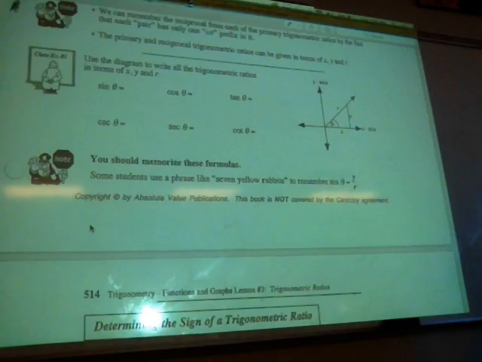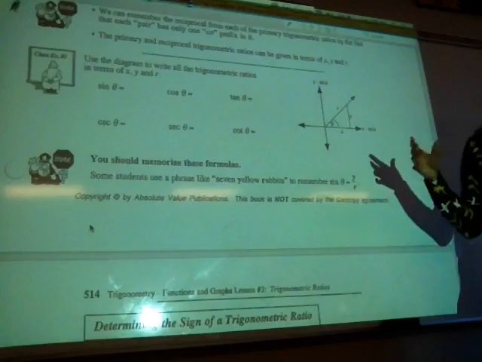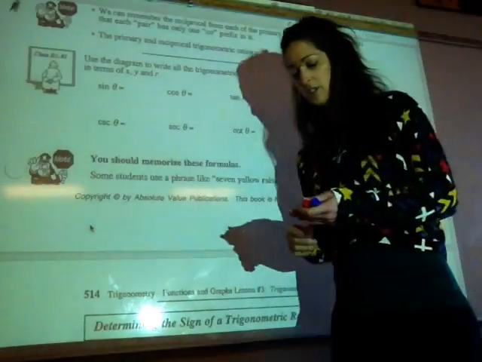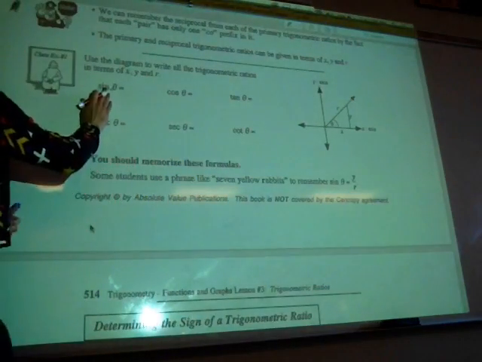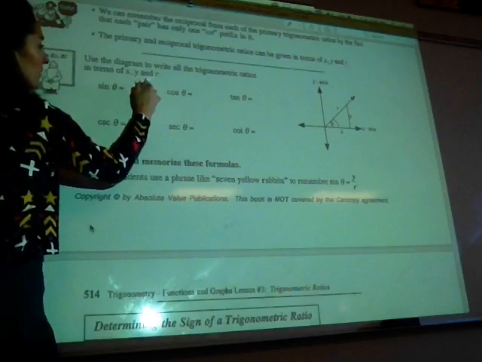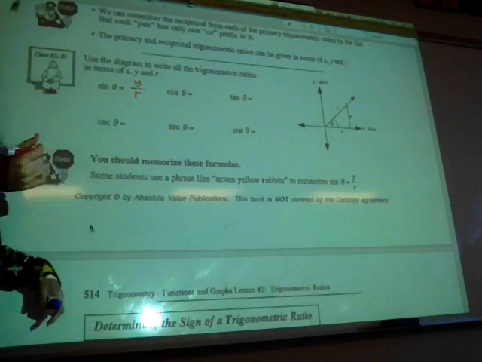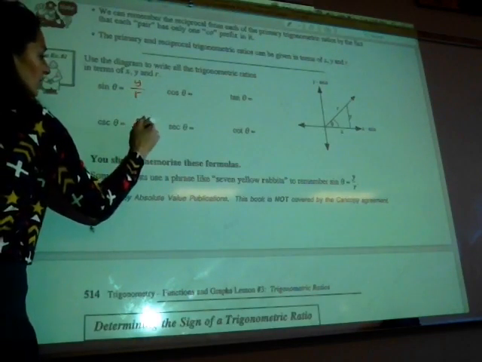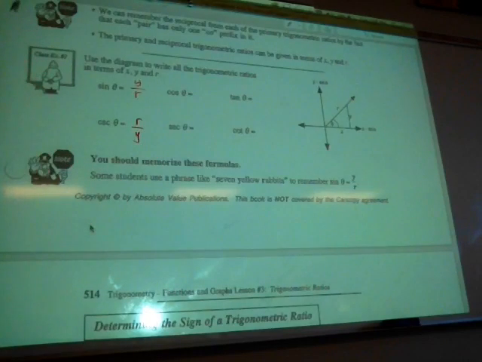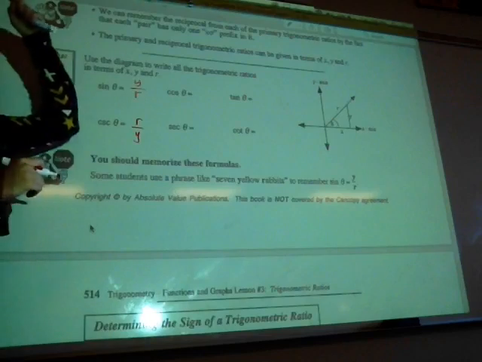So if we were to label opposite, hypotenuse, adjacent again, just quickly, if you want to copy it down, sine is opposite over hypotenuse. What's the reciprocal? R over y, or hypotenuse over opposite. Cosine. What is it? Adjacent over hypotenuse.